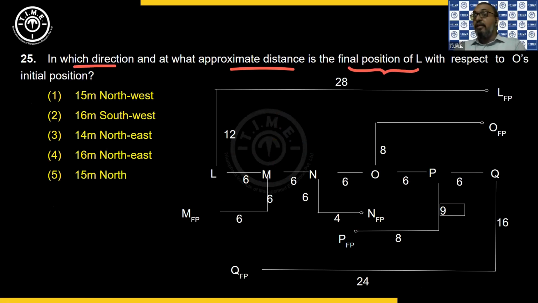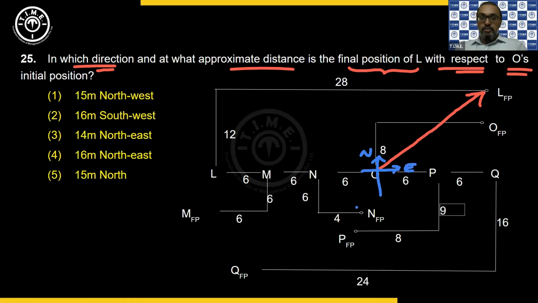Then in which direction and at what approximate distance is the final position of L with respect to, so I have to check from O's initial position, L's final position. So I need to check this. So he's asking which direction is L's position. So at O, we need to put a plus sign. So what is the direction you get? So above is north, your right is east. So in between is northeast. Now there are 2 options with northeast. See, always look for direction first because that will eliminate some options. If there was only one option with northeast, you can mark and move on. You don't need to calculate the distance. But here we need to calculate the distance.